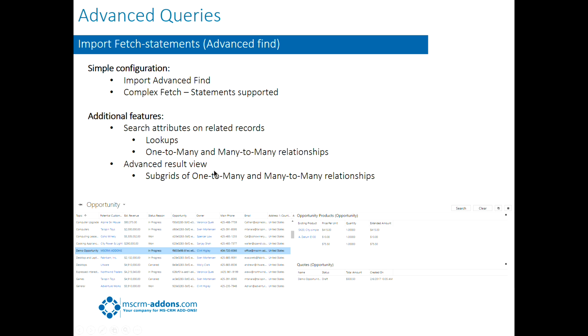Let's see, you have the advanced results view, and basically it's just subgrids of the one-to-many or many-to-many relationships right there in the view itself. It's really easy to define that search, and then you get the data that you need without having to go through many screens at one time.